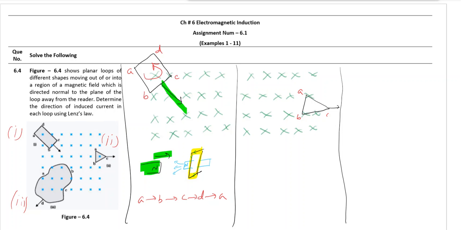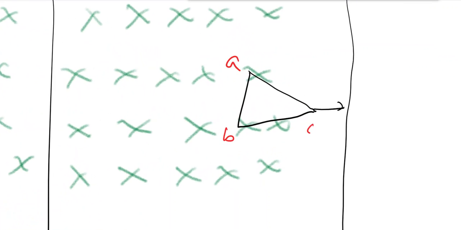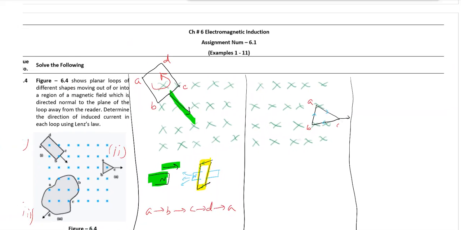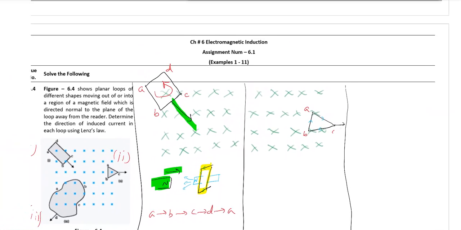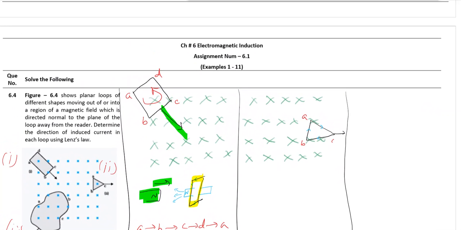Then the loop will try to induce current. It has to induce current actually in this fashion. Then you can say that the outside part of the loop will behave like south pole, and inside will behave like north pole, and then only it can control the decreasing flux. So in this case, the induced current must flow from A to B to C to B.